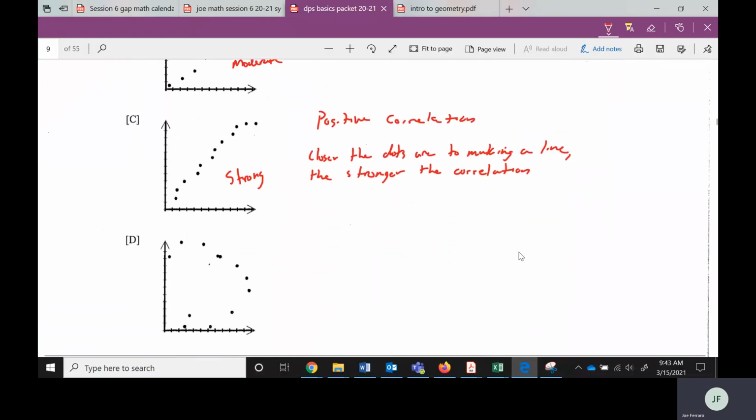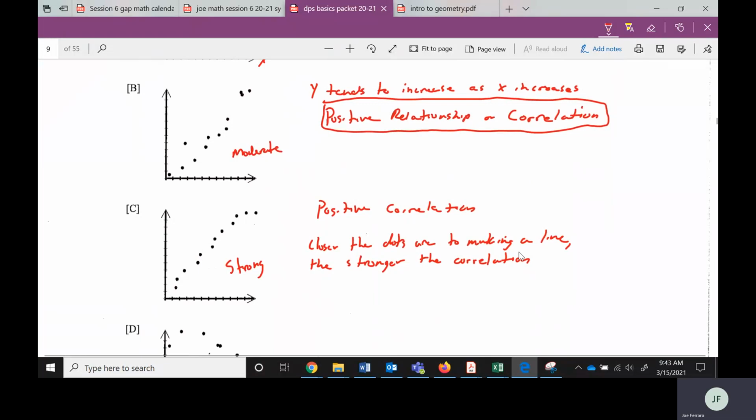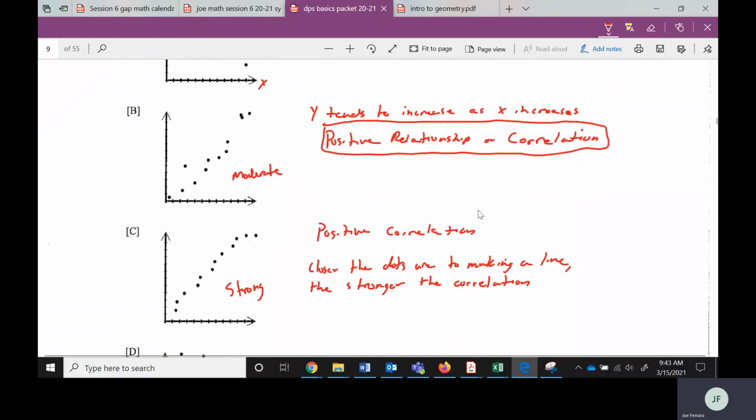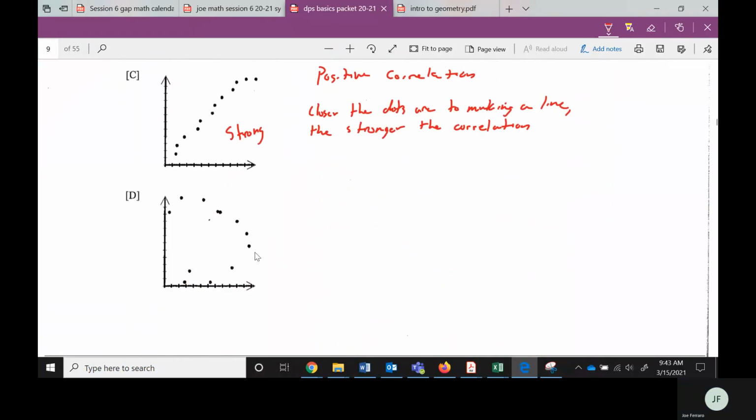Okay, if we wanted to find a weak one, even if they were farther apart than this, but there was still a pattern, that would be like a weak relationship. Now here, this is just no clear relationship. Or they could say no correlation.